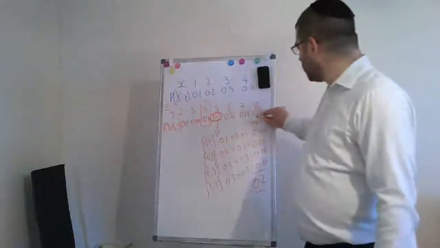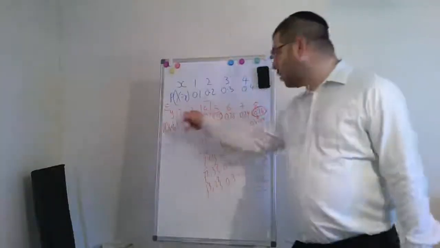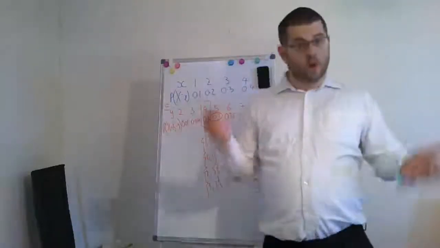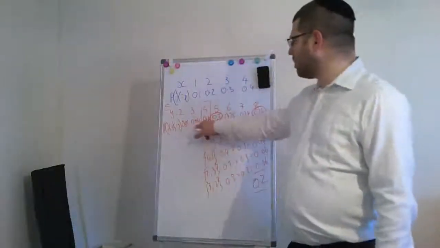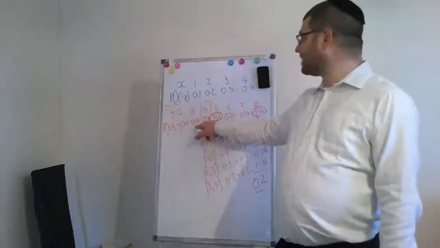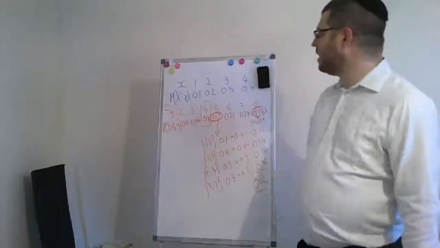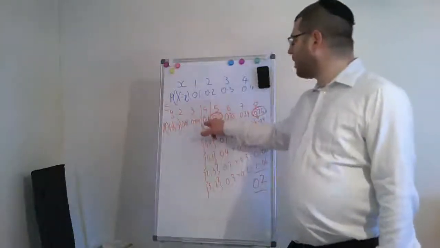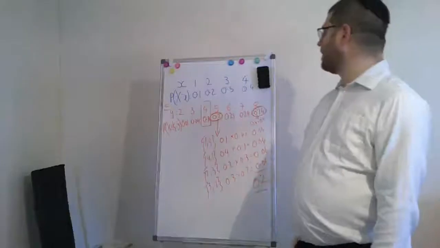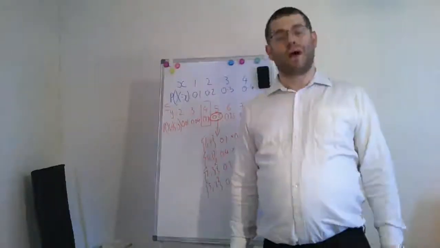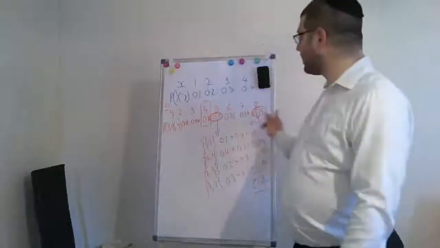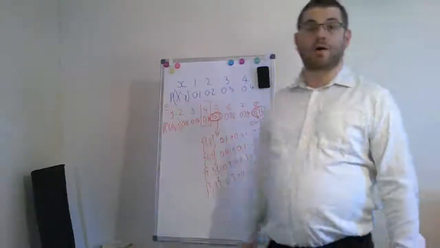Now, shall we check we're right? We know that these have to add up to 1. If they're not right, I must have missed a combination. Let's see. 0.01, 0.04, so that's 0.05. Okay, that's now 0.15, 0.35, 0.6, 0.84, and 0.16 makes up to 1. So therefore, that's the answer to part C.